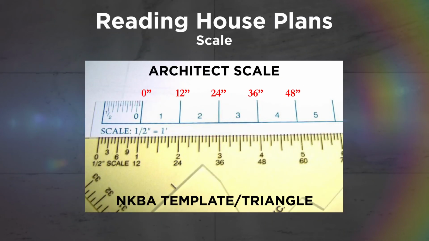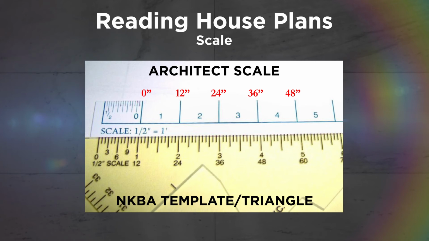If we look at the architect scale at the top, we notice that 0 is 12 inches from the end of the scale. Any dimension less than 1 foot will be measured to the left of 0. Then to the right of 0, we'll have our 1 foot increments. Once again, that's using the architect scale.